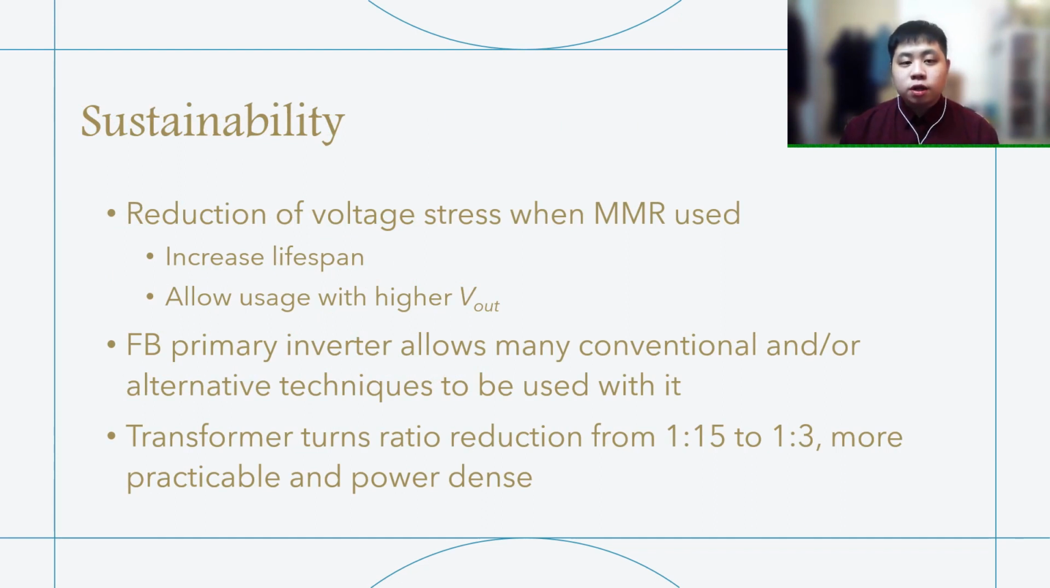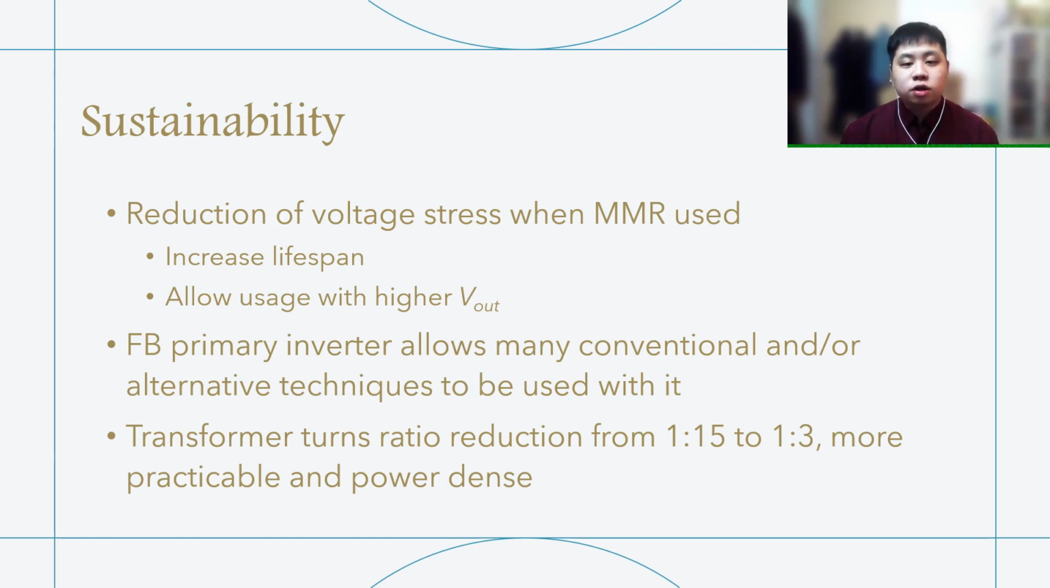This project solution includes sustainable considerations as well, such as the reduction of voltage stresses on the diodes and capacitors when the MMR is used, increasing their lifespan and allowing usage with higher output voltages. Furthermore, the primary inverter is still a full bridge circuit, and so conventional and/or alternate techniques to alter the converter gain based on changing the control signals can be used here as well.